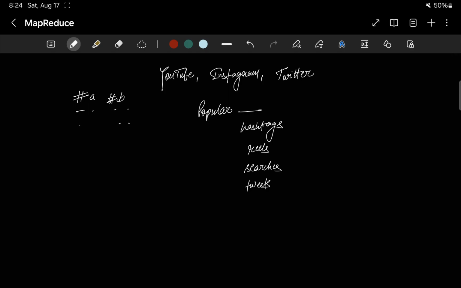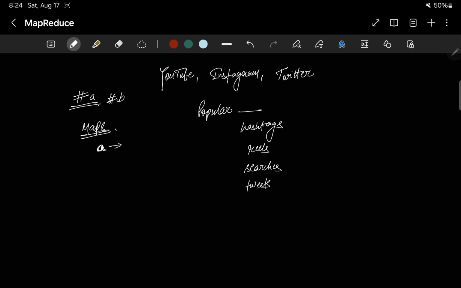So what this MapReduce does is it maps first. Okay, so maps as in it will do this. It will check for the hashtag. Okay, let's say hashtag is A. Okay, then it will take a count.